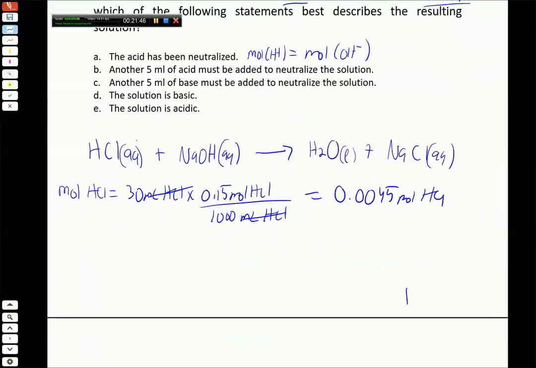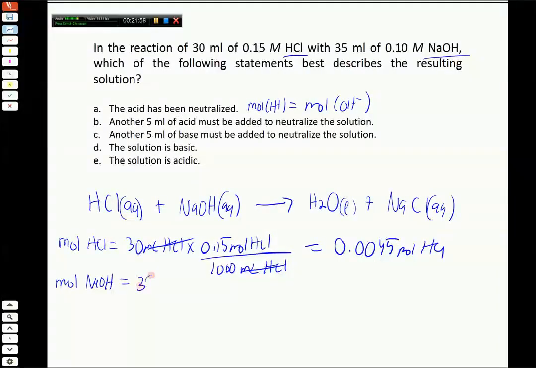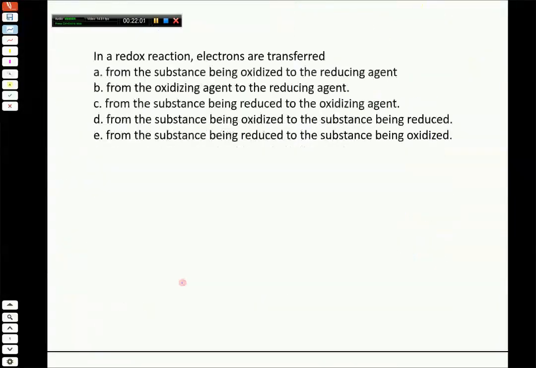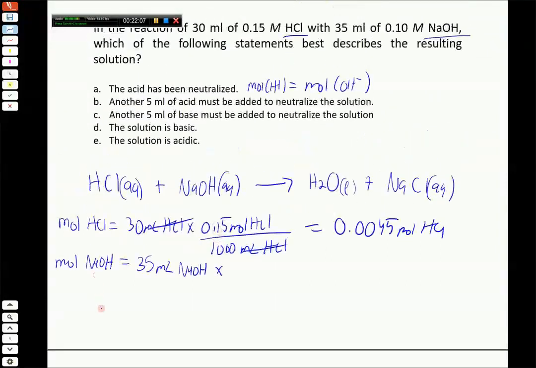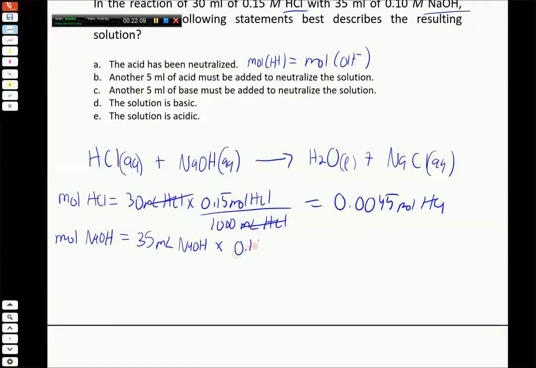And then we'll do the same thing for the NaOH, figure out how many moles of that we've added. So in this case we have 35 milliliters of NaOH solution. And the molarity for that is 0.1 molar. And so in this case we get 0.0035 moles of NaOH.